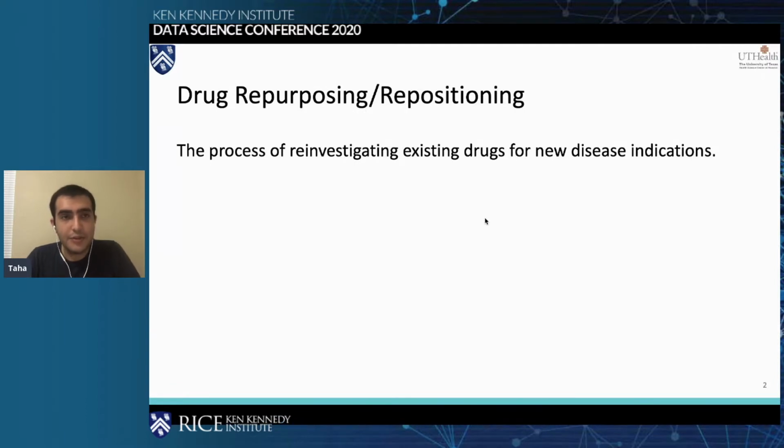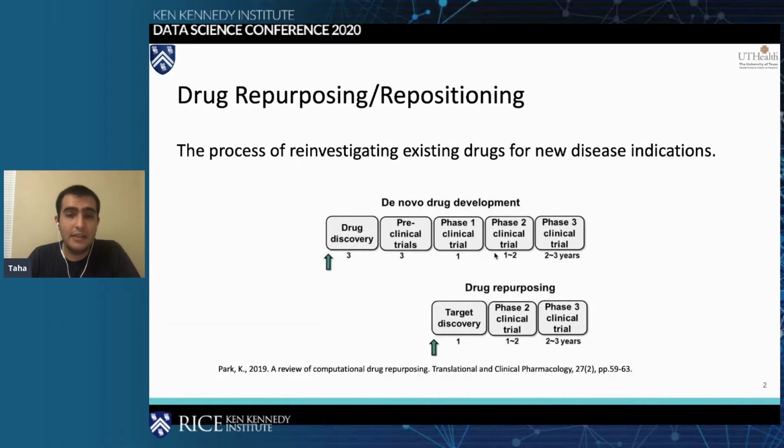Let's have a quick review of the definition of drug repurposing. Drug repurposing or repositioning is the act of finding a new therapeutic use for an already approved drug. Let's take a look at the timeline of drug discovery for both traditional and drug repurposing processes.